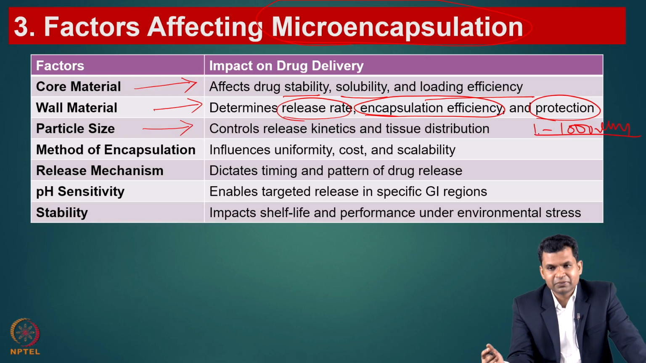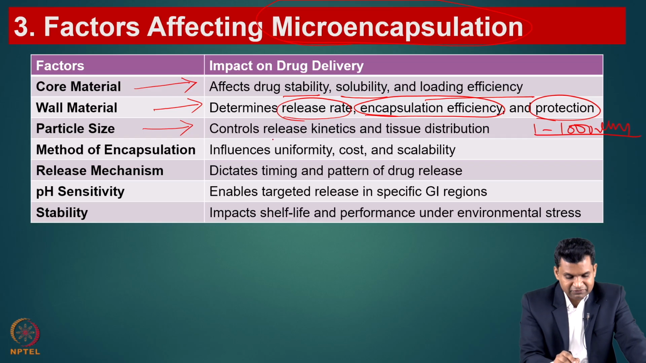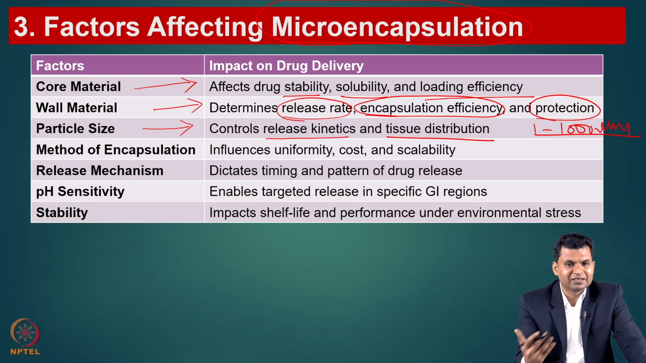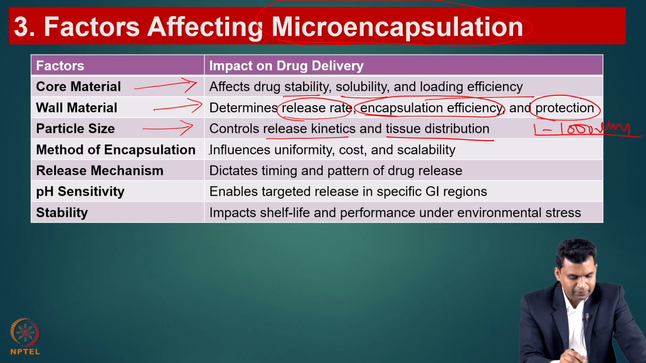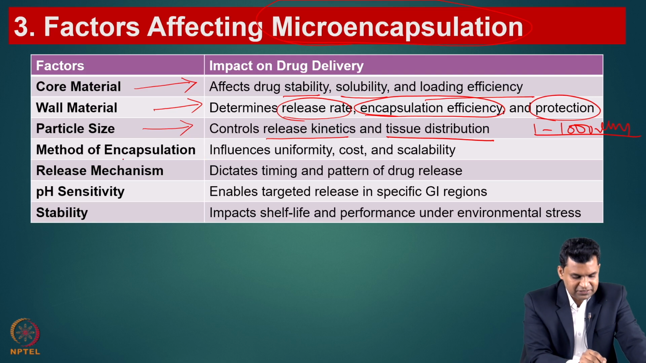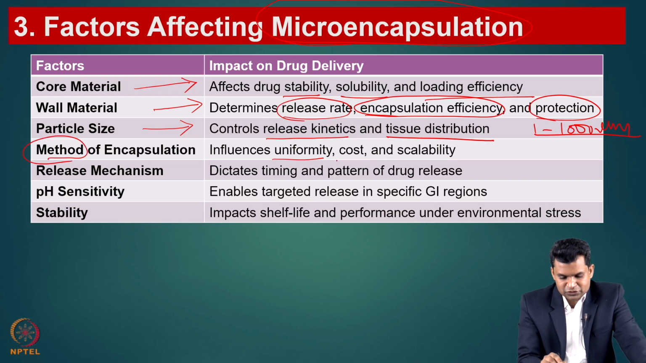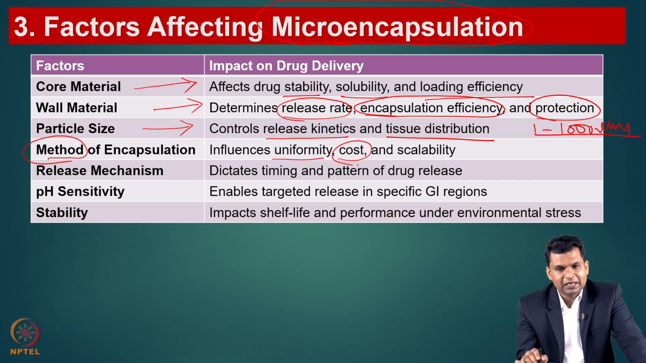So, the lesser the number of the size, the uniformity is also important, and that will also affect the controlled release and the tissue distribution. So, the lower number is preferable compared with the higher number of the particle size. Method of encapsulation is also one of the major factors that will definitely influence the uniformity of drug content in the polymer, and also the cost and the scalability.